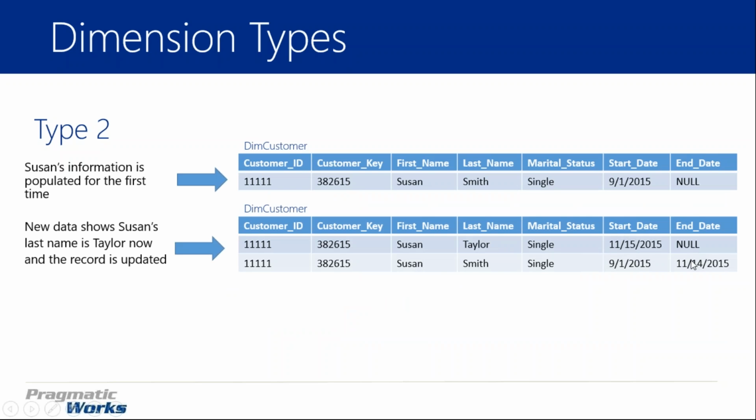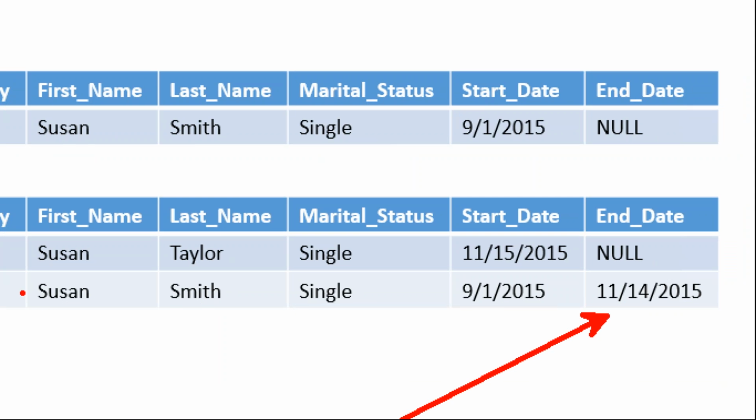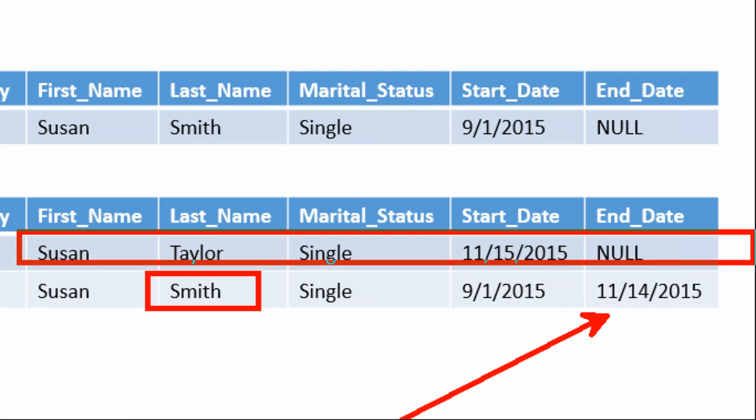All right, on the type 2 here, notice that we have a couple different things. We now have a start date and an end date that we've added to our table. We'll come back to that in a moment. What happens is when Susan Smith calls us up and changes her name and we go to load our ETL at night, we have to come into our type 2 dimension. We have to expire that old record, which was Susan Smith, and then we insert a new record into our dimension table, and that new record has an end date of null.